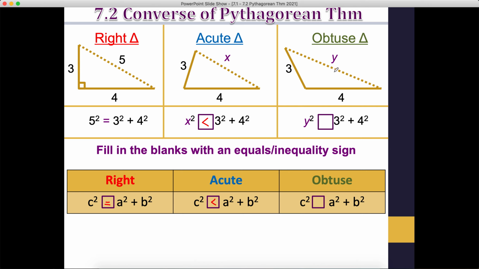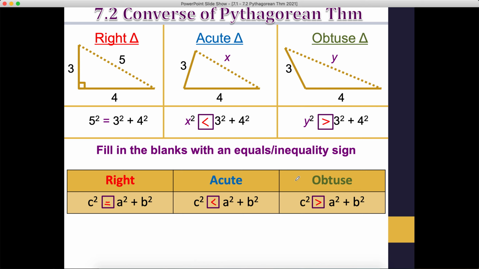Conversely, if, for instance, in an obtuse triangle, y is my largest side, and it is bigger than 5, what that would mean is that the formerly right angle would have to open up a bit, it would have to widen in order for the vertices to touch both endpoints of segment y. And that would indicate that y squared is greater than 3 squared plus 4 squared. To generalize that, we could say c squared must be greater than a squared plus b squared.